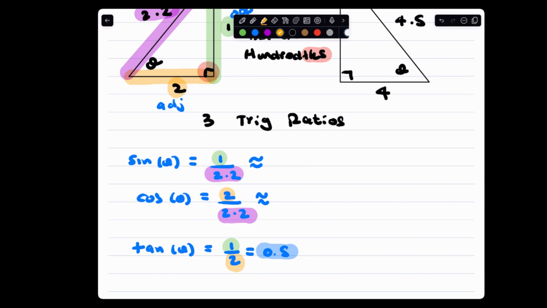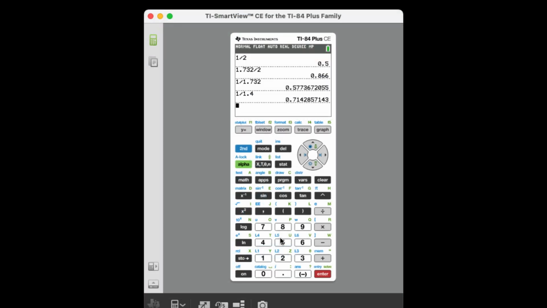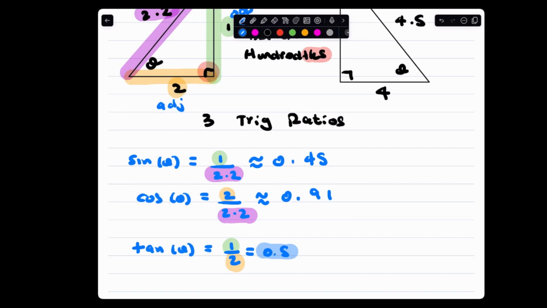So let's go to the calculator, TI, or whatever calculator you guys have, 1 divided by 2.2 to the nearest hundredths is going to be what? 0.45. Is that right? Okay. 2 divided by 2.2, to the nearest hundredths, what's that one going to be? 0.91. And then you said, I don't know what 1/2 is. Well, 1/2 equals 0.5. So, ladies and gentlemen, these are all our answers that we're looking for.